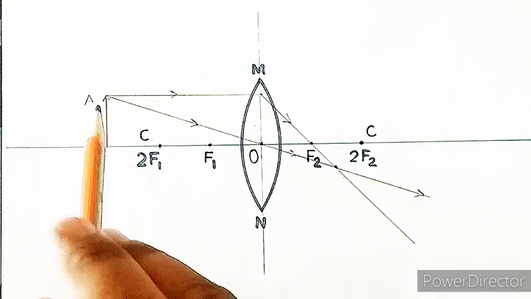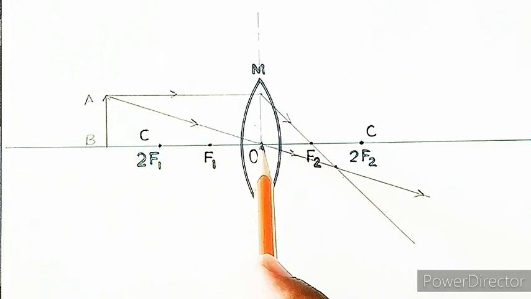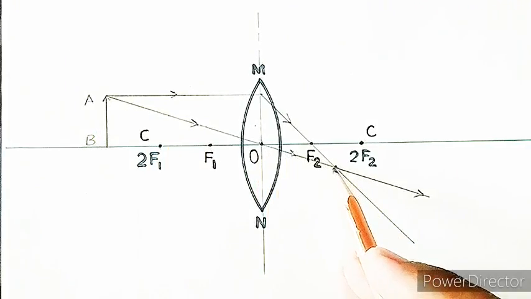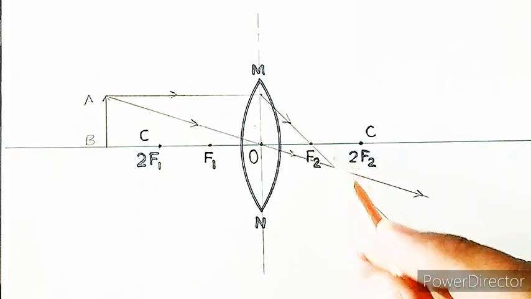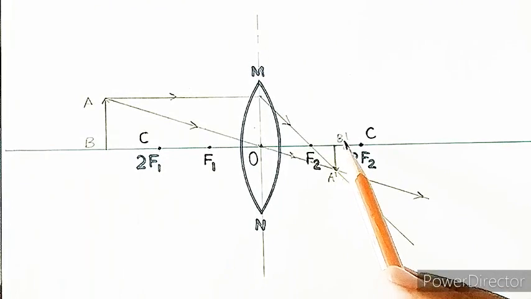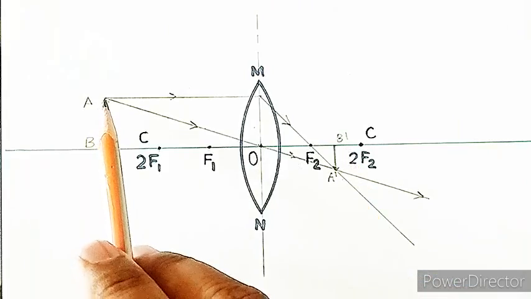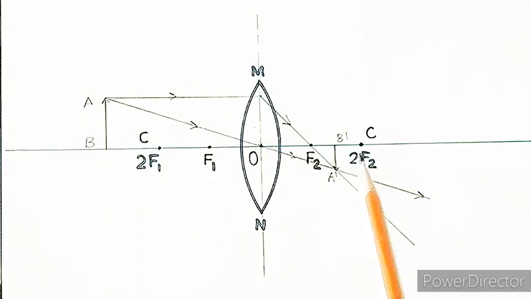So I find this one easier, so I've drawn this passing through the optical center. It comes out without any deviation, it goes straight, so it will meet here. So the image will be formed here, so you'll have to draw the image here. So this is your image, A bar, B bar. Okay, now let's compare. The position of the object is beyond 2F1, the position of the image is between F2 and 2F2. Okay, that's the position of the image.